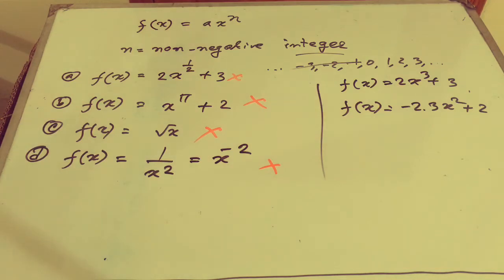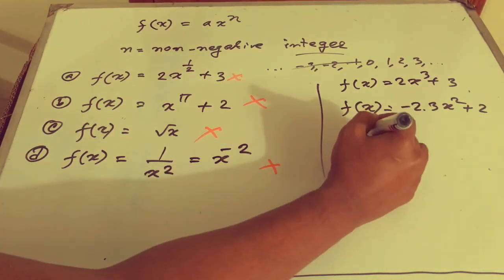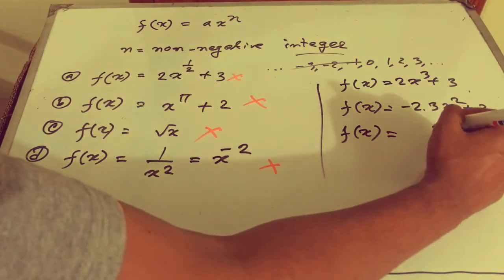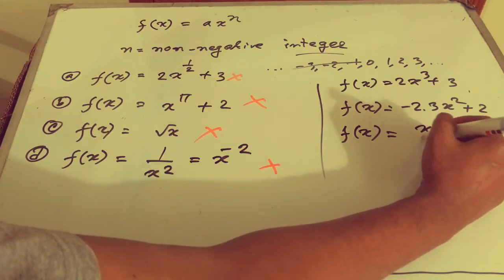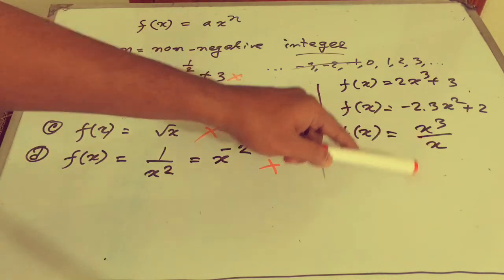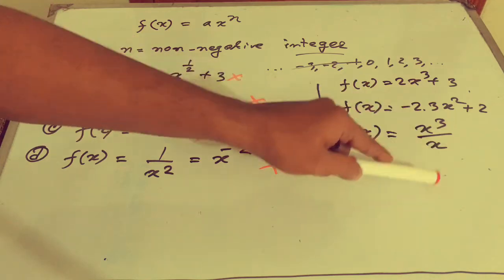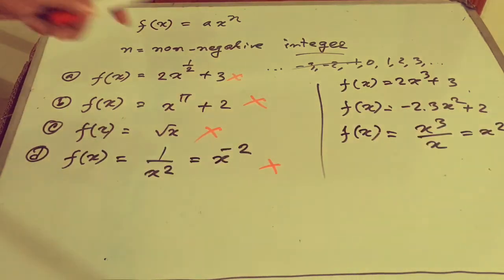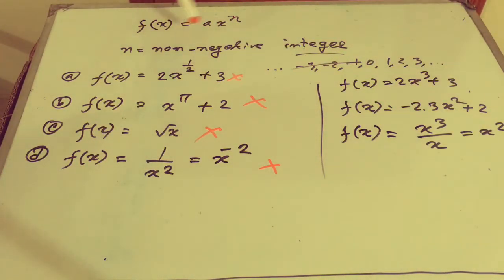We can give another example, like f(x) = x cubed divided by x. Interestingly, this is also a polynomial function because the x and x cubed can be cancelled out. Ultimately what remains here is x squared, and this 2 is a non-negative integer, so it fits within the definition of a polynomial function. So we have no problem with this.